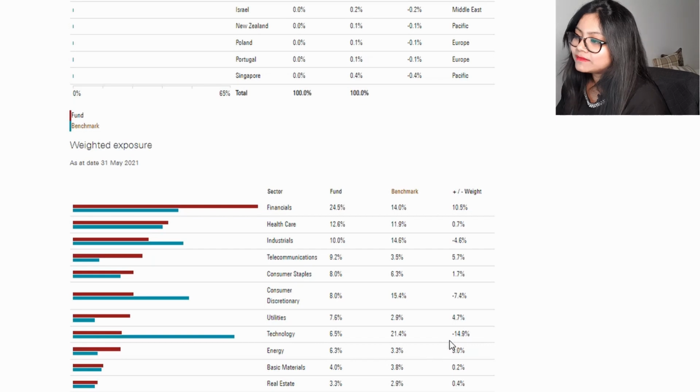So what to note by looking at this region is that if you think technology sector is going to do well over the next few years, then you're likely to underperform. So this fund is likely to underperform.